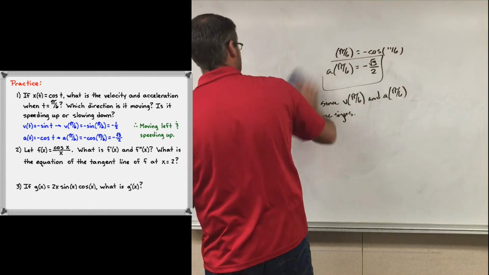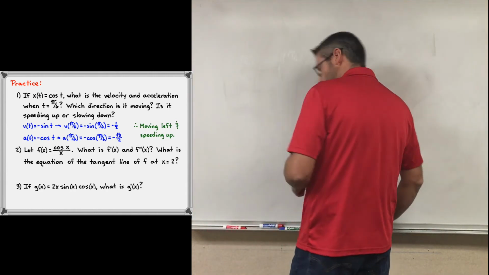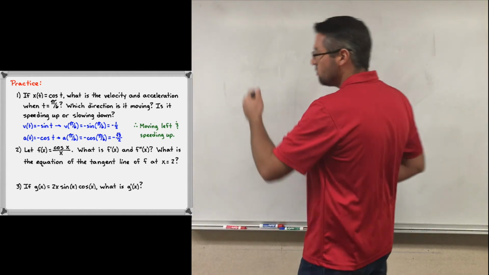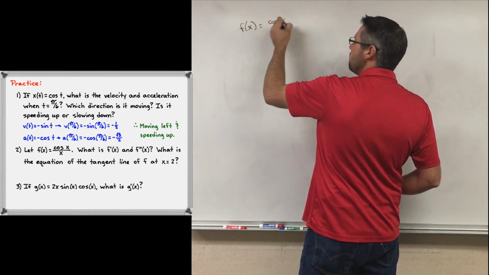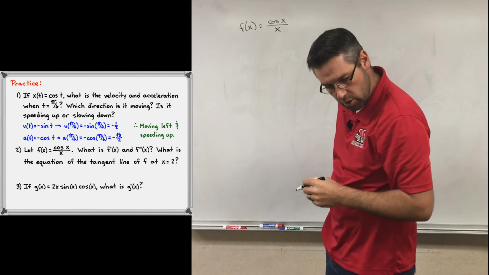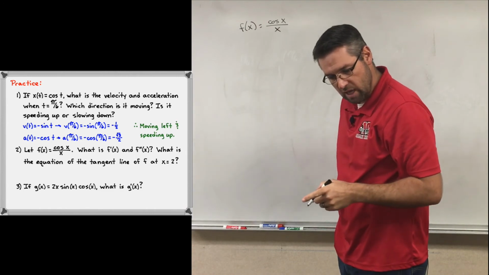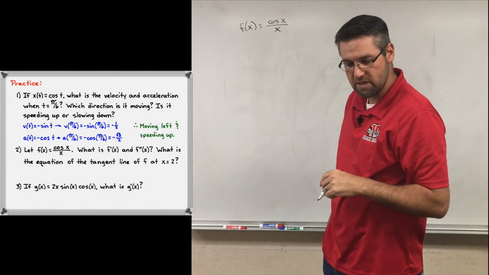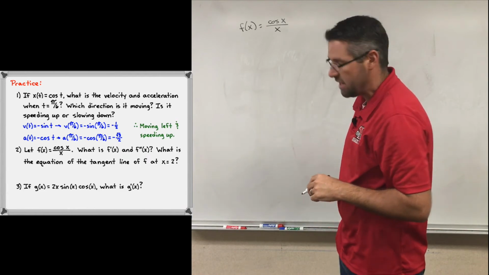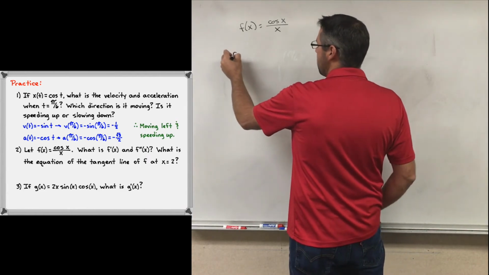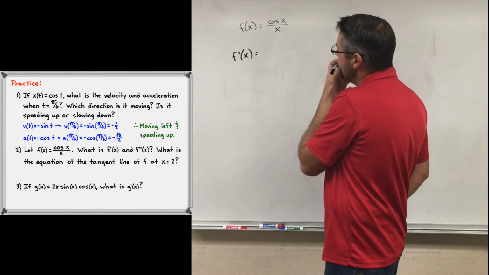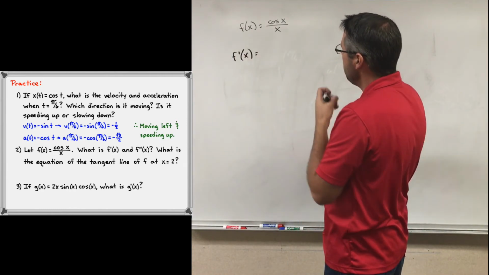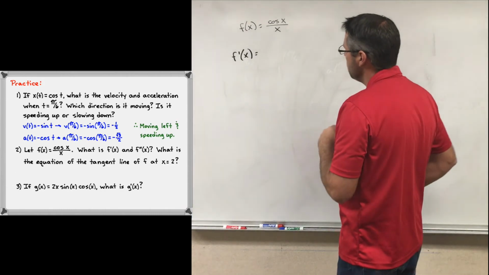Number 2 is not so much an application as it is just practice. We've got f of x equals cosine of x over x. And we are looking for f prime, f double prime, and the equation of the tangent line of f at x equals 2. So let's just go ahead and find f prime. Well, how do I take the derivative of that guy? Well, that is a quotient, so we're going to use the quotient rule.